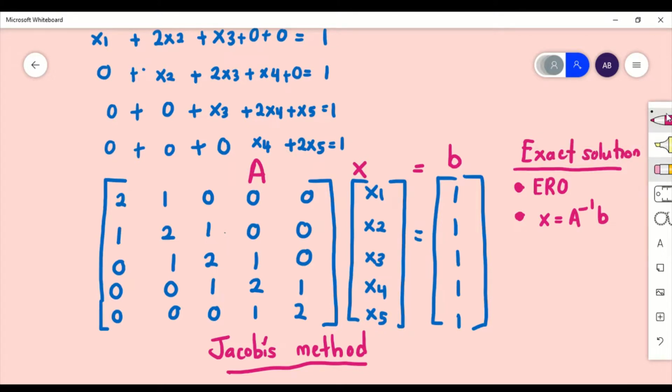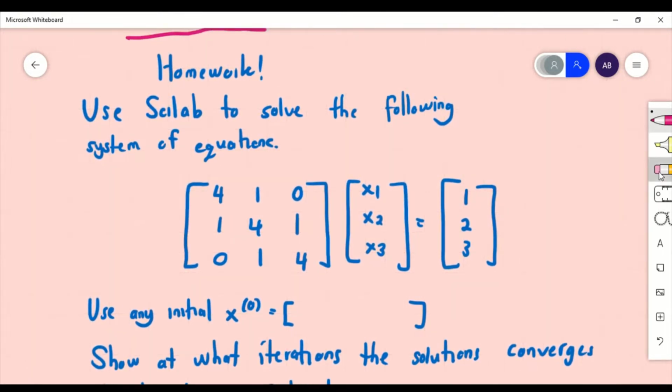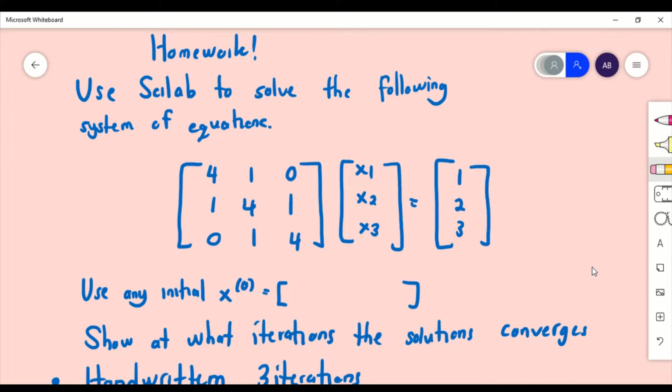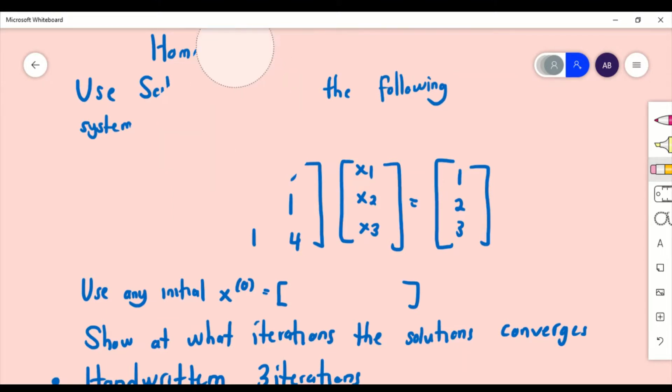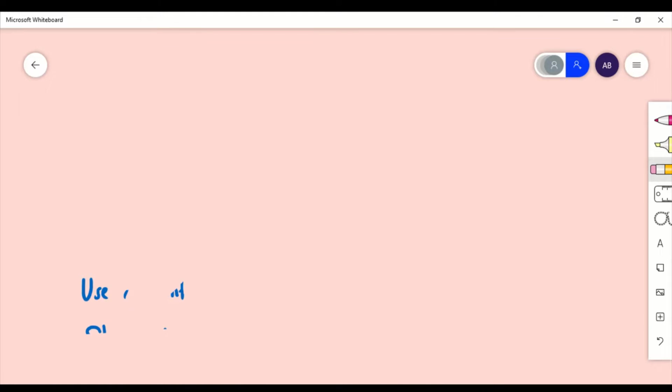Let me just clear my screen for now. Let me erase this one. We're not looking at homework yet. If you want to write it down, you can, but we'll look at it next time. I'm just erasing my screen so that we can look at how to solve that equation.